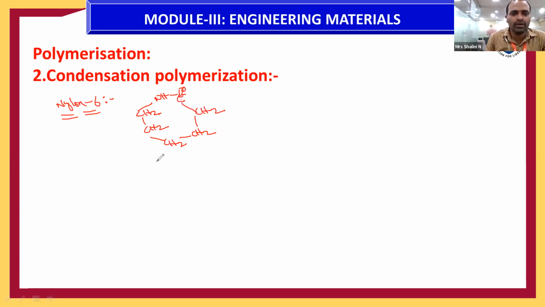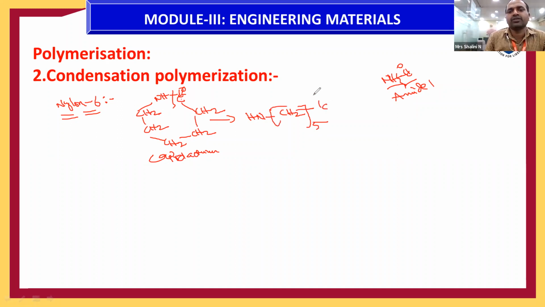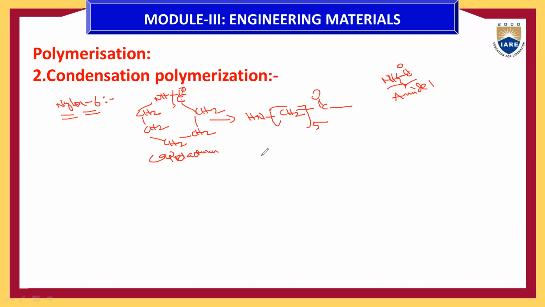So this is called caprolactam. In caprolactam, ring cleavage takes place at the amide bond. NH-C double bond O is called the amide bond. This amide bond cleaves easily, and then we get nylon 6. How? HN, CH2 taken 5 times, C double bond O. So this is nylon 6.